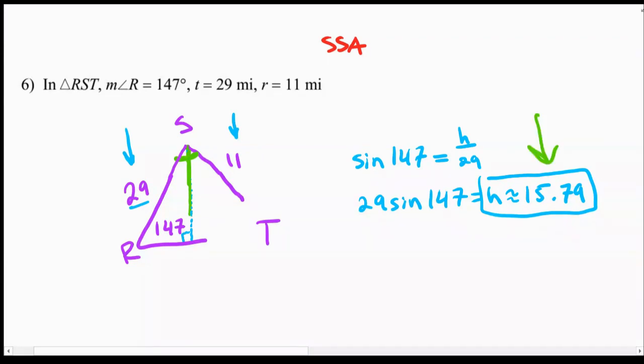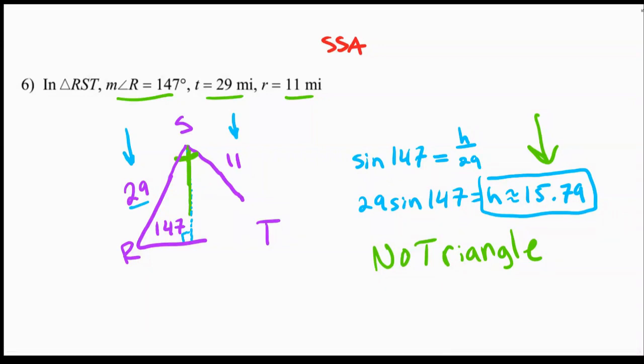So it doesn't actually reach, meaning there's no triangle that can be created with the given values with this angle, this side, and this side. So we can't solve it because there's no such thing as this triangle. It doesn't create any angle for S or T, and it doesn't give me this last side length. So this one here, there's no triangle, so nothing more to solve.